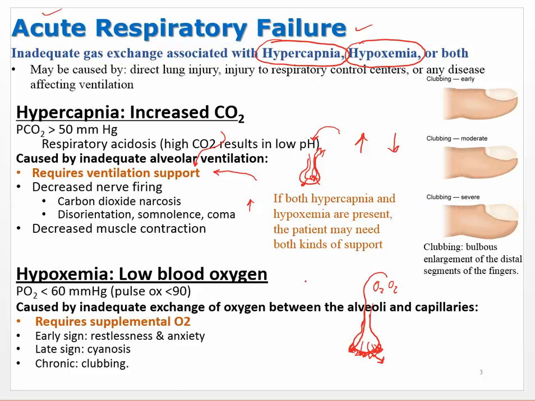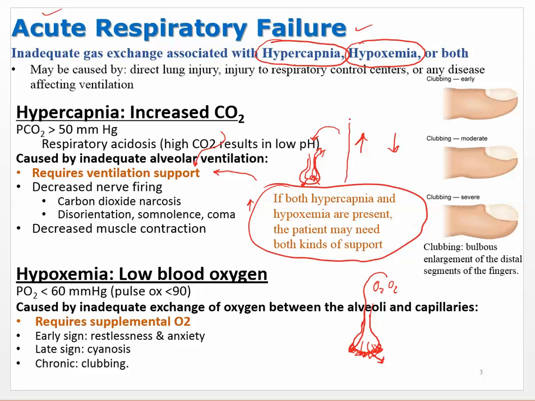Okay, so when those things aren't happening, that's when you're going to need some kind of supplemental support. With hypercapnia, that's going to indicate that you need ventilation support, and with hypoxemia you're going to require supplemental oxygen. So if you see both, which is common, then you may need both kinds of support, ventilation and supplemental oxygen.